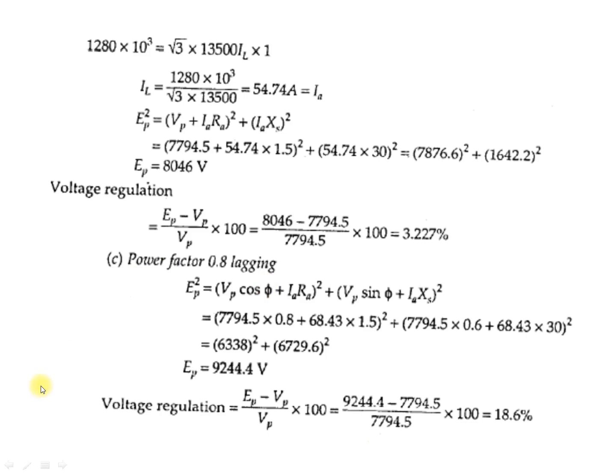We can use that particular formula whichever is corresponding to the lagging and the leading power factors. So putting those values in our equation, EP is equal to root of VP cos phi plus IARA the whole square plus VP sin phi plus IAXS the whole square. We can get the answer like EP is equal to 9244.4 volts. We can get the voltage regulation from this equation like 18.6%.